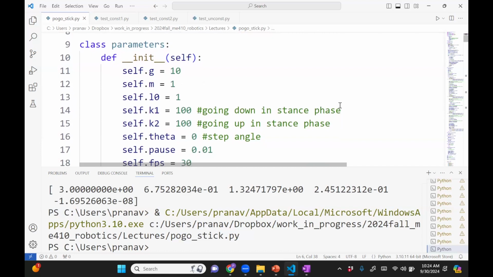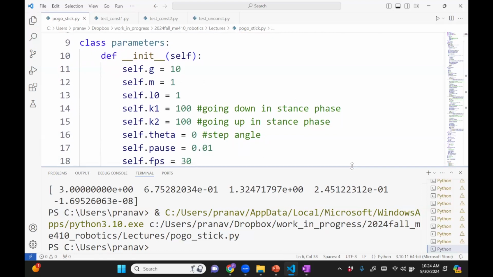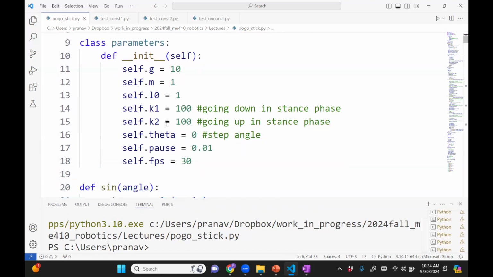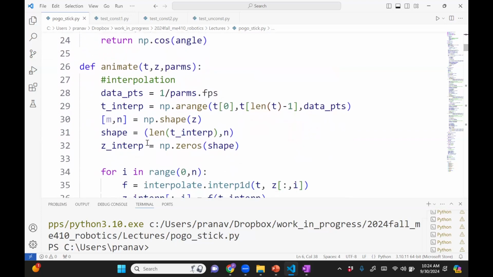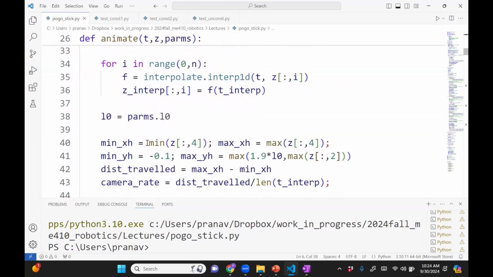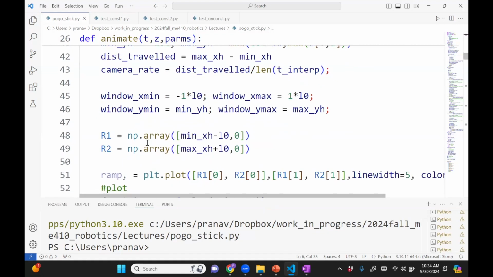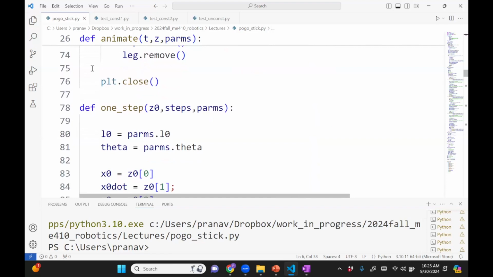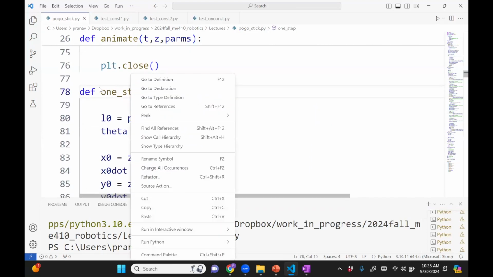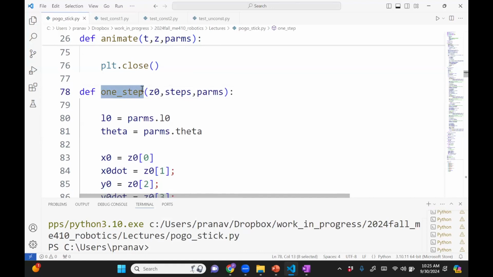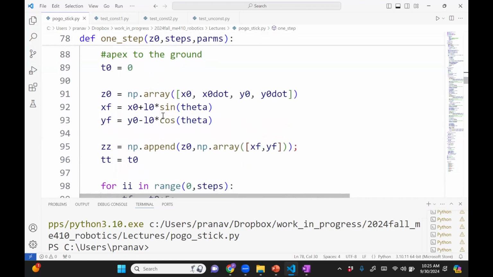So I always like to define the parameters as a class. This keeps the code nice and clean. So I can call this as a parameter, and then I can pass it as a function call. Sine, cosine, animation. It essentially just draws the dot and then draws a straight line for a given leg length. So that's about 76. It's about 220 lines of code. Okay, I said the basic building block is one step. That is the building block, and we need to populate that with different parts of the motion.